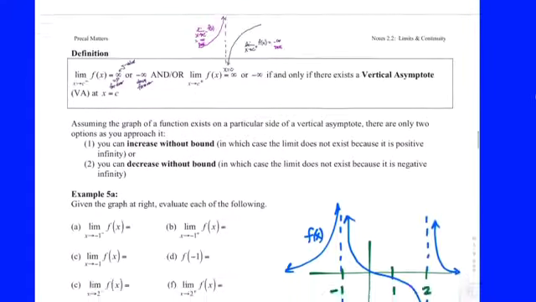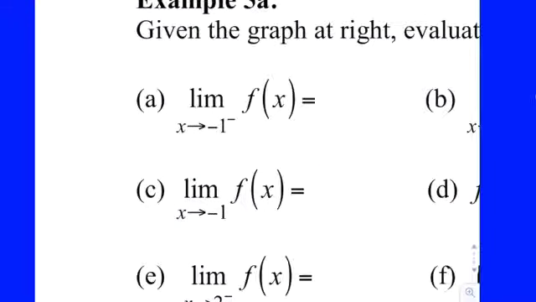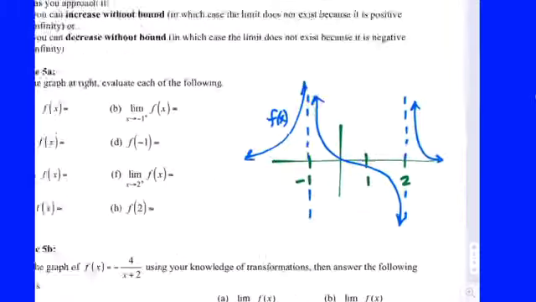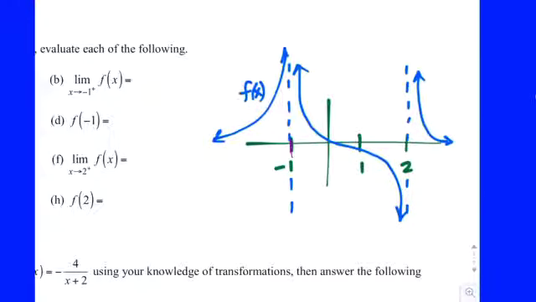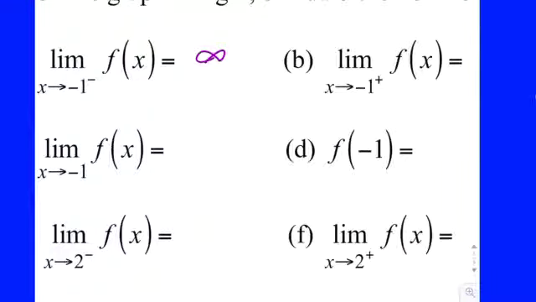Let's try it out. Example 5, let's do A together and y'all do the rest. What would be the limit on the graph at the right as we approach negative 1 from the what side? Left, okay? So come to the graph. Here's negative 1 right here, up on the graph to the left, and start going towards negative 1. Where are we going? We're going to infinity, okay? So infinity is the answer I want you to give. Technically, it's D and E, but we also know why, because it's going up forever.